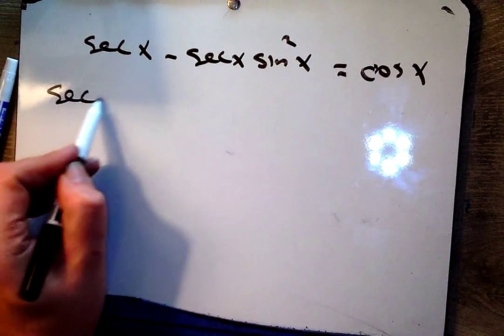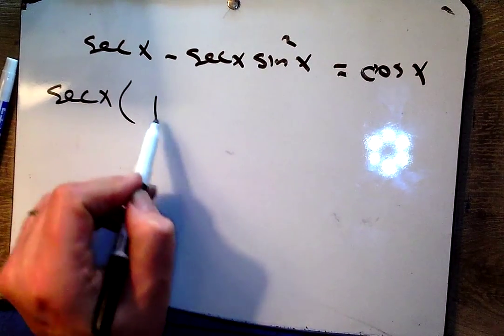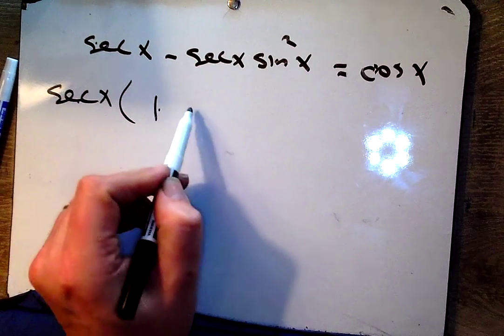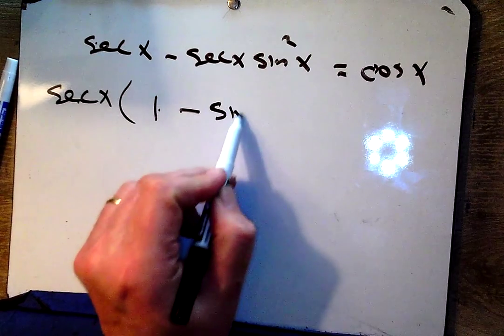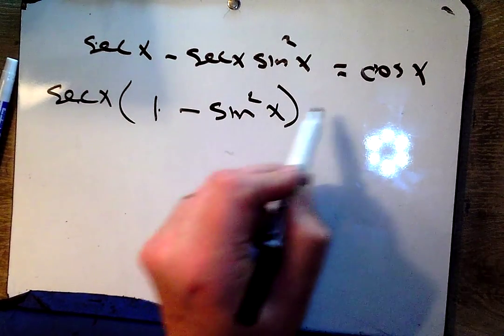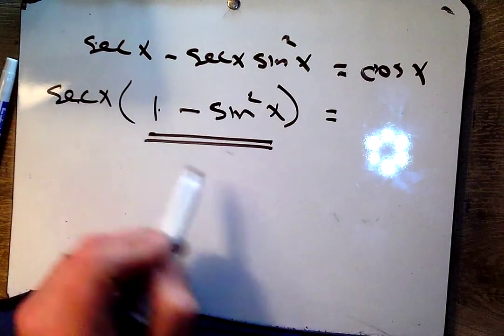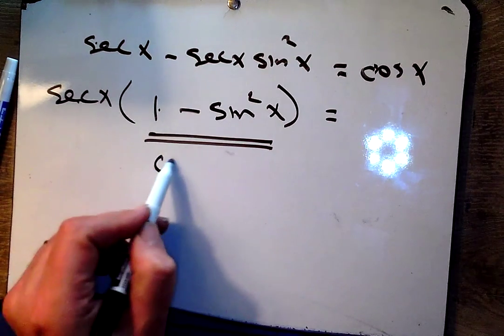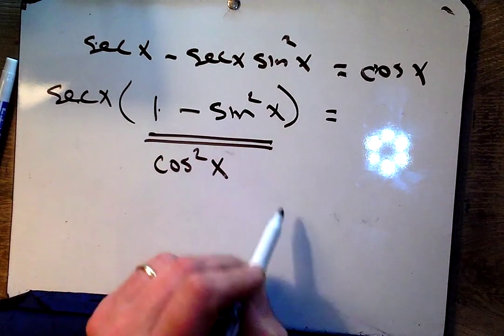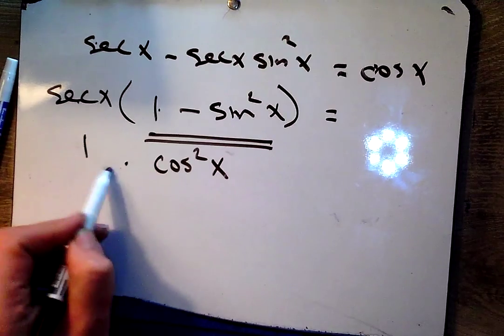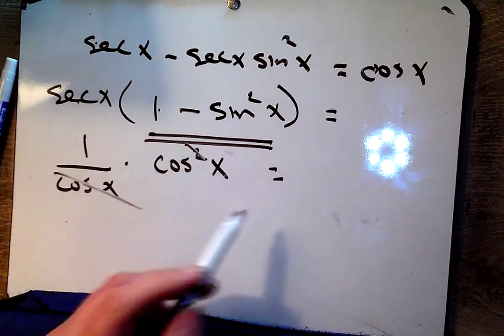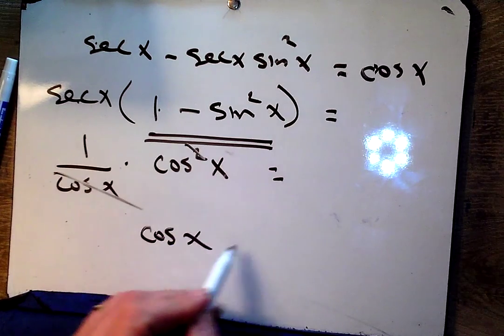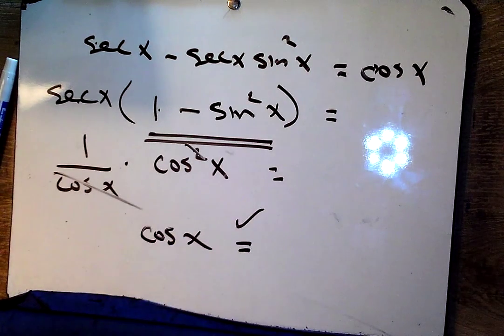Hey everyone, did you start by factoring a secant out? Remember, secant divided by secant is 1, not 0. We took this secant out, so we have just the sine squared left here. What is 1 minus sine squared? Well, that's cosine squared. And secant is 1 over cosine. And so I can cancel a cosine with a cosine and have cosine x, and I'm all done.